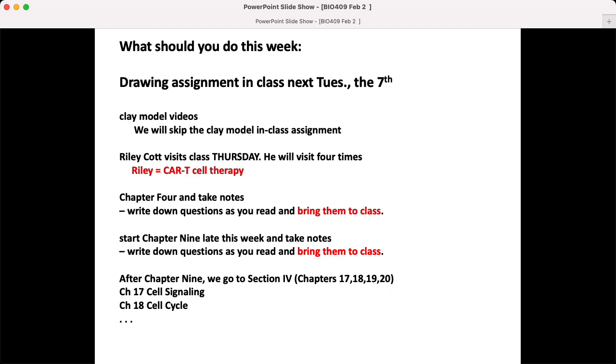Then Riley's here, and when we think about Riley, we think about two things. He's our tutor for the material like that, and then also he's going to be teaching us about this CAR T-cell therapy, which is a type of cancer therapy. So then chapter 4, and then on to chapter 9. And after chapter 9, we're going to do 17, 18, 19, 20, like that, okay? So that's where we're at.